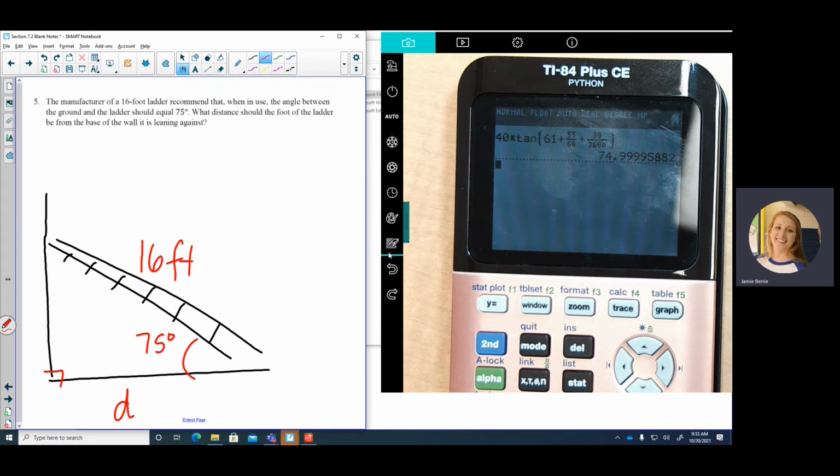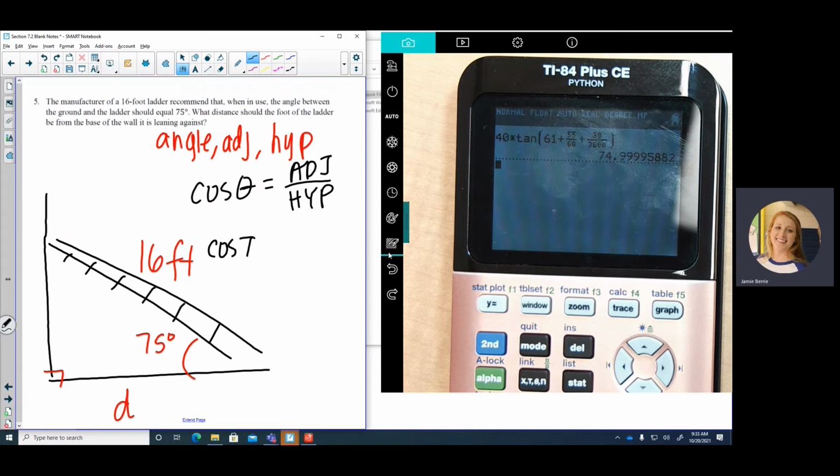All right, so let's look at what we have. We know this angle. We have the adjacent side and the hypotenuse. Which trig function relates the angle with the adjacent and the hypotenuse? That would be cosine, right? So SOH CAH TOA. Cosine theta equals adjacent over hypotenuse. Then you plug in what you know. We know the angle is 75 degrees. We know that the adjacent side is D and the hypotenuse is 16.